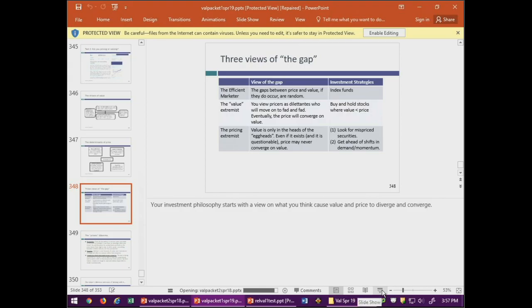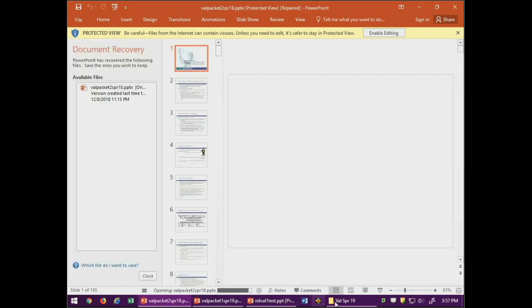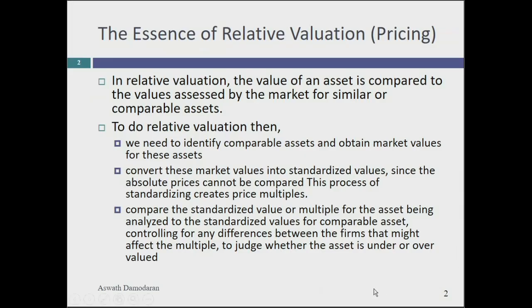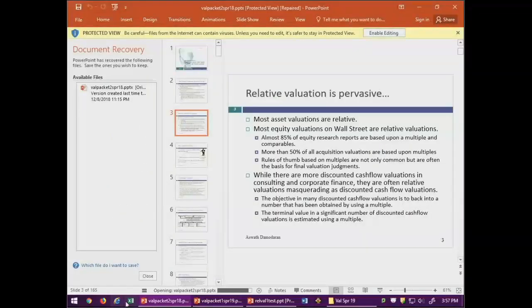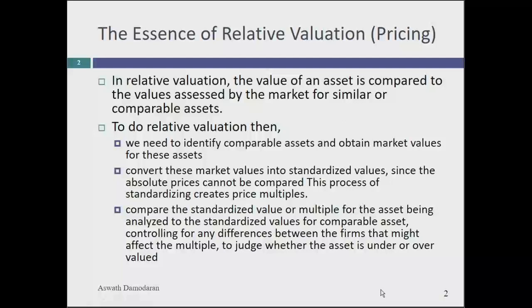So now let's start on packet 2. What's going on here? Okay. For whatever reason, it doesn't want to show you the front page, but that's okay. So let's start on pricing.